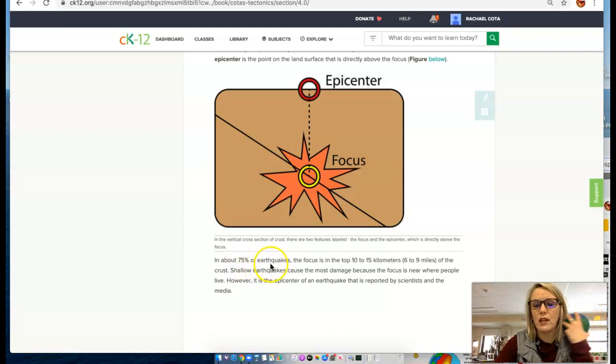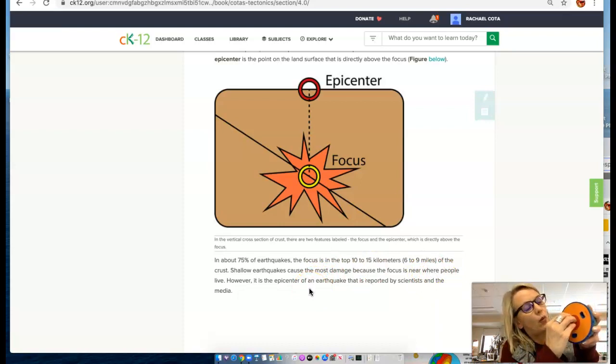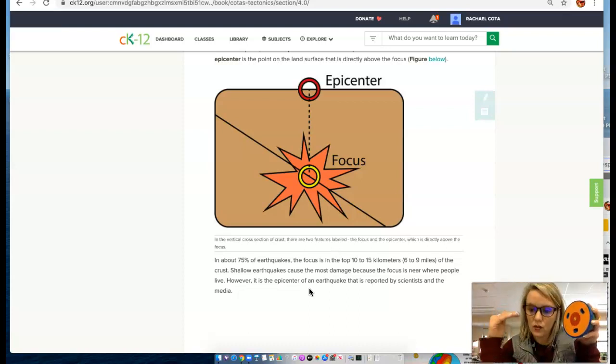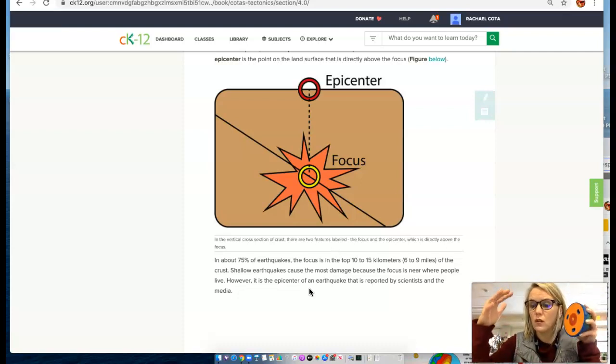In about 75% of earthquakes, the focus is in the top 10 to 15 kilometers of the crust. Shallow earthquakes cause the most damage because the focus is near where people live. Same idea. If you've got a really deep break in the rock, that wave has a longer distance to go till it gets to the surface, and the whole time it's traveling, it's losing energy, right? If you've got a really shallow break in the rock, it doesn't have to travel very far, and that wave is still very strong when it reaches the surface of the earth where we have rigid buildings and roads and sidewalks, and it crumbles and cracks and shifts everything.